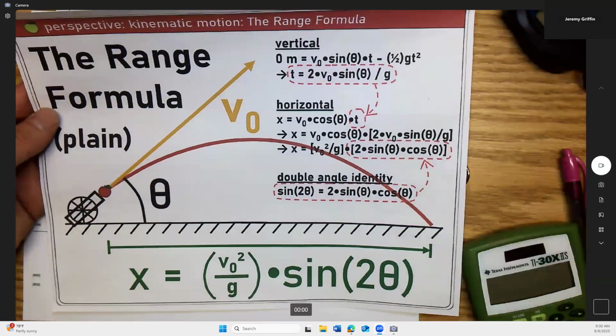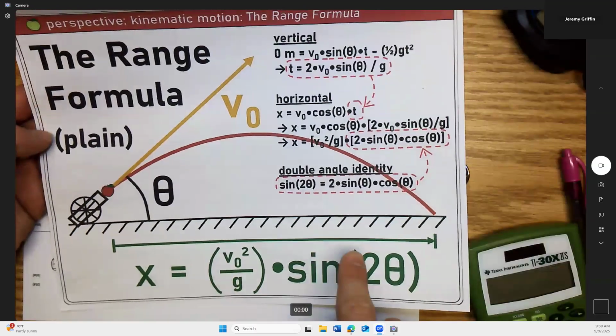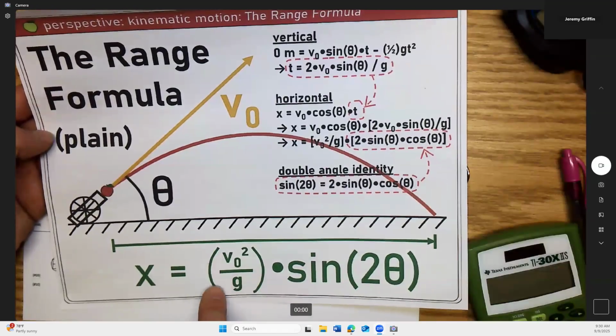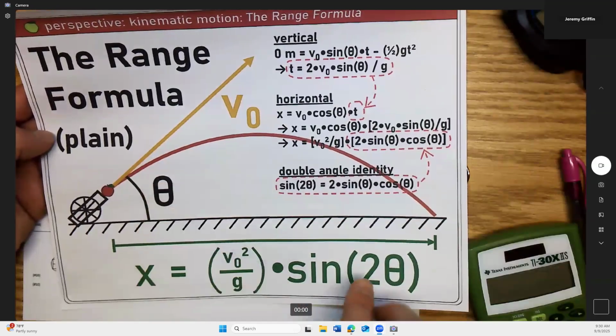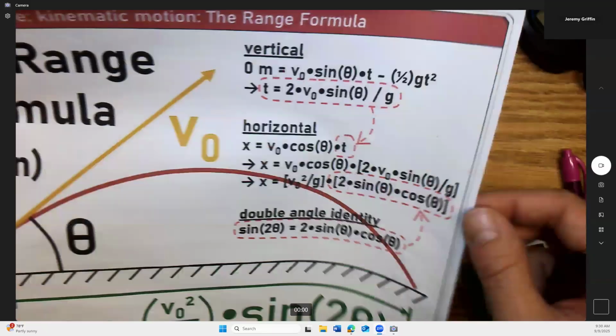So this range formula for a flat plane is pre-solved. It means the blast speed squared divided by the gravity field times sine of the double angle. So if this angle is 30 degrees, you put in 2 times 30, which is 60 degrees. Is that right? Here's the entire derivation right here.